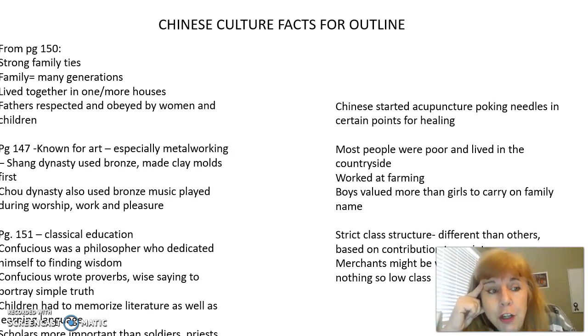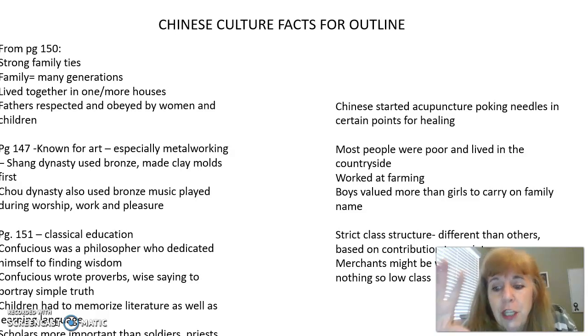And I just wrote down, notice there's no complete sentences. It just says strong family ties. Family equals many generations. Live together in one/more houses. So this is not complete sentences. This is the kind of information that you need to pull for your outline.